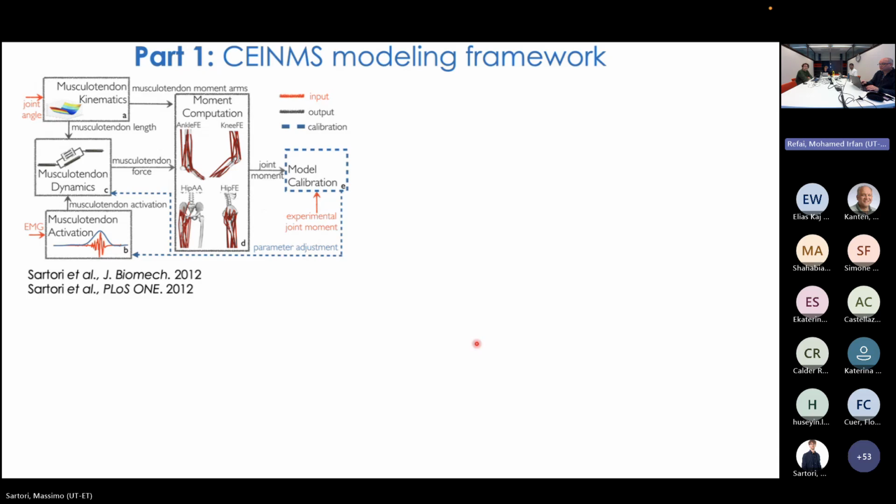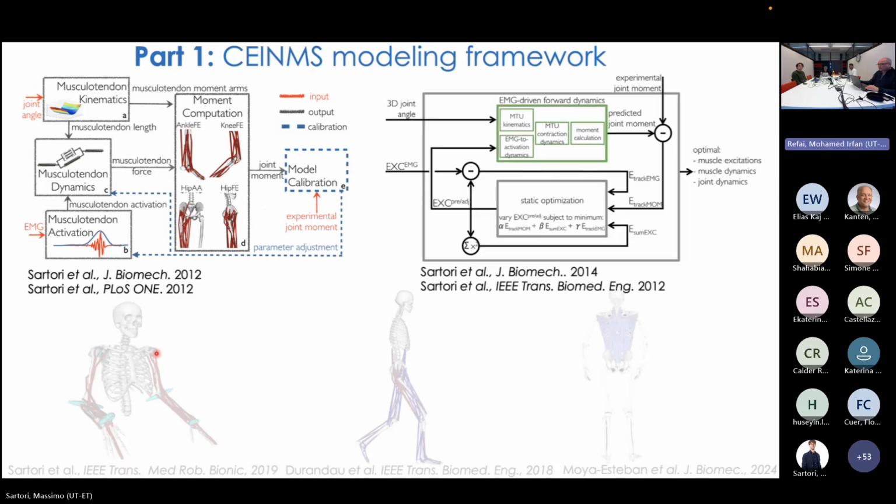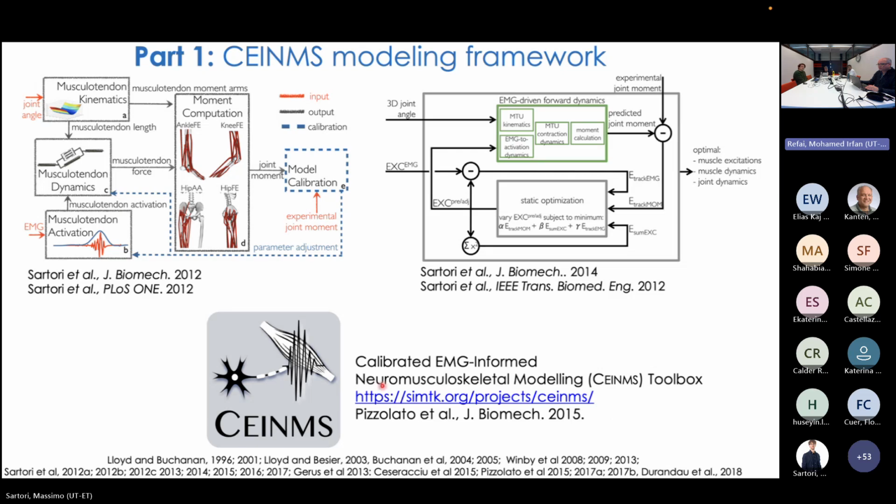Over the years, we developed open loop and closed loop pipelines. CEINMS is a completely generalizable framework, so you can apply it to simulate any musculoskeletal model, upper limb model, lower limb model, or trunk model. The code is very modular, so you don't need to change anything in the code. You just need to upload a new geometry, and this will be handled immediately. And again, the offline version of CEINMS is available on cmtk.org.